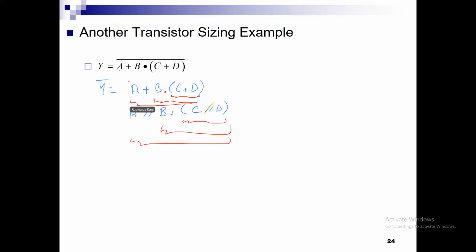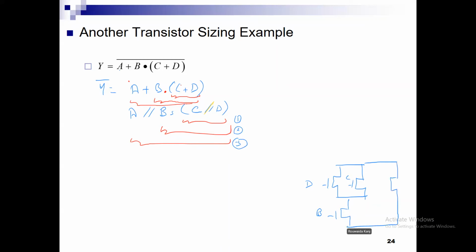So we will start now by drawing C parallel to D. Okay, so this is C in parallel to D. It will be in series with B. Okay, 1, 2, 3, and then this will be all in parallel to A. So this is our pull down network.